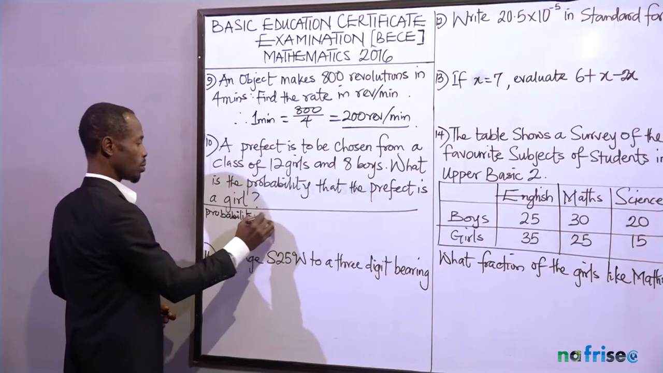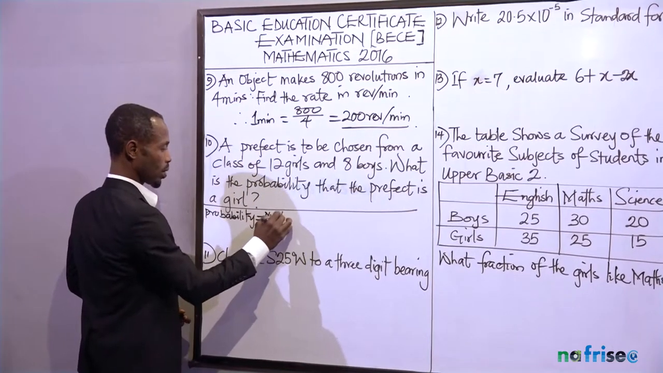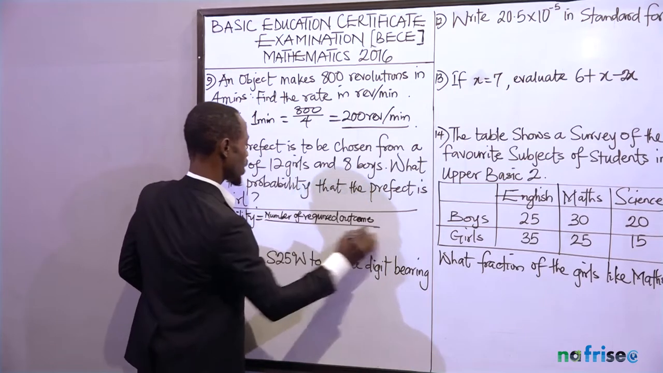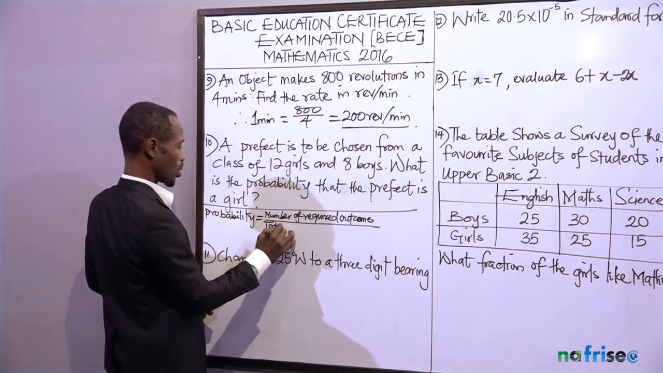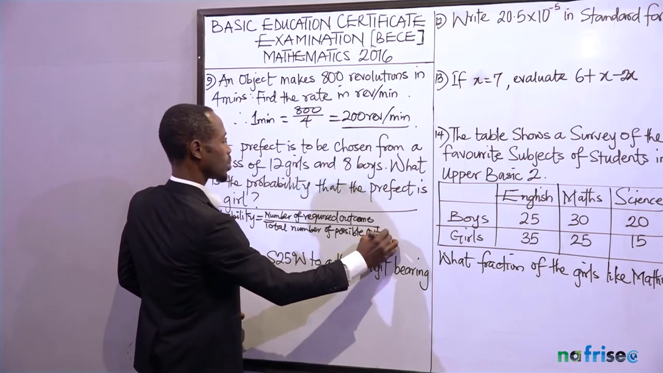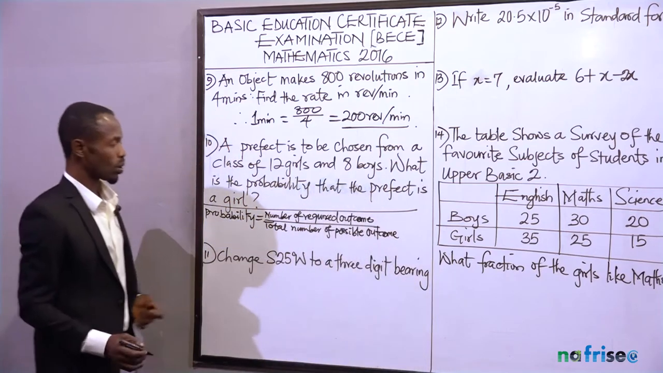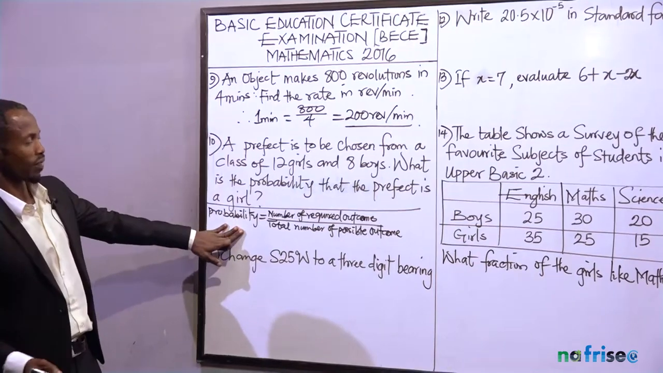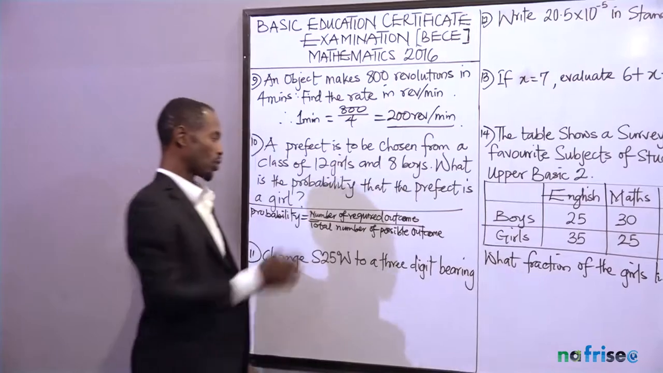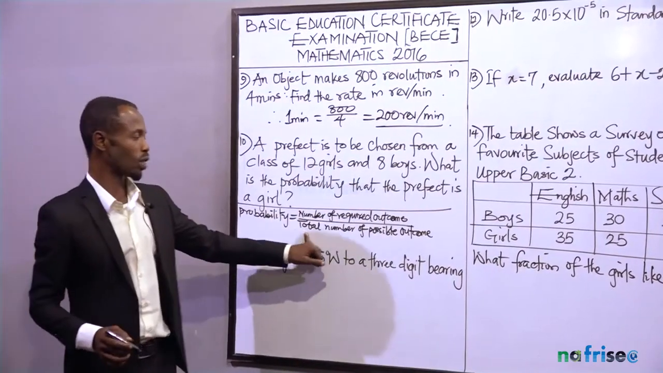Probability becomes the number of required outcomes all over the total number of possible outcomes. So this is just the probability as a fraction. Are you there? So now, if this is the probability as a fraction, it is defined as the number of required outcomes over the total number of possible outcomes.